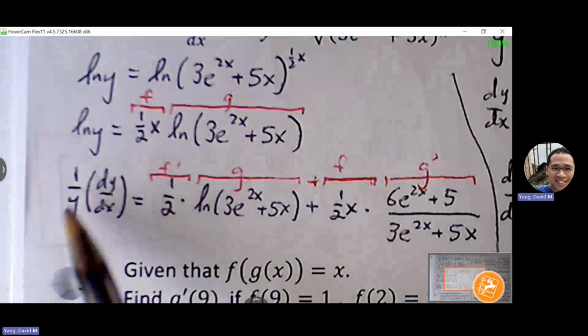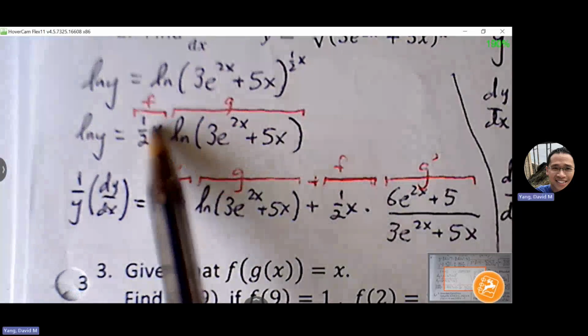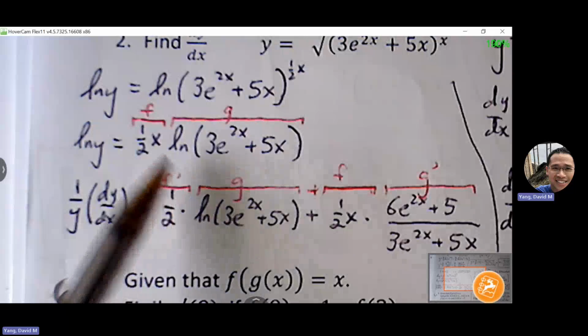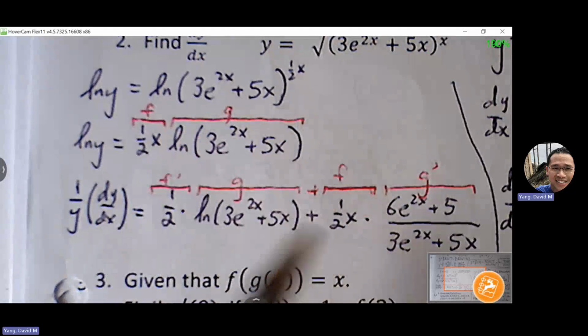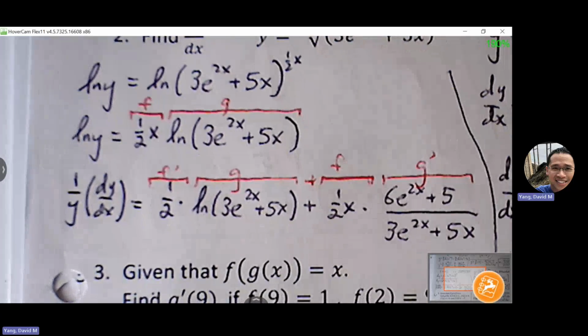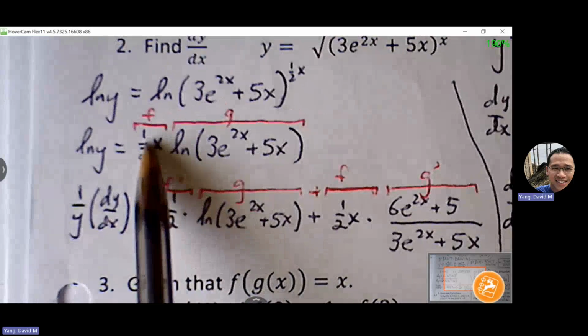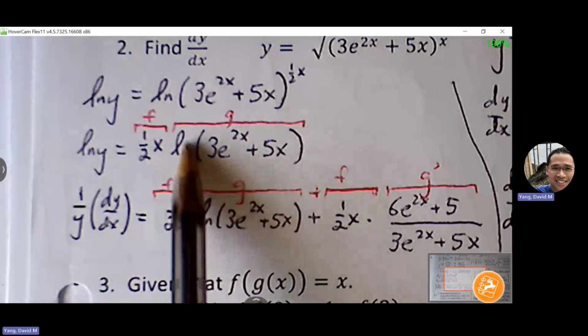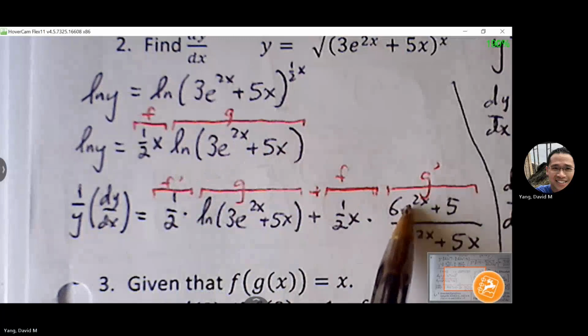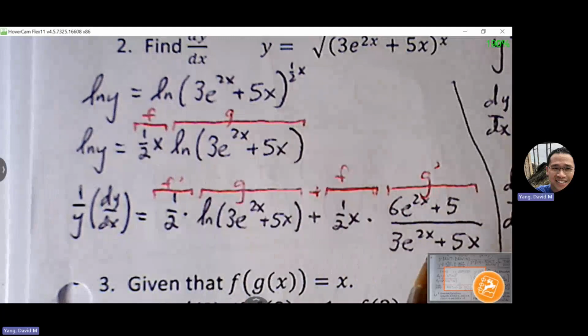Natural log of y becomes 1 over y dy dx. F prime g plus f g prime. 1/2 x becomes 1/2. We keep the g, we keep the f, and then we do g prime, which is u prime over u. So the large rule here is natural log of u. So u prime, the derivative of this expression, goes here. And then the original u value goes beneath.